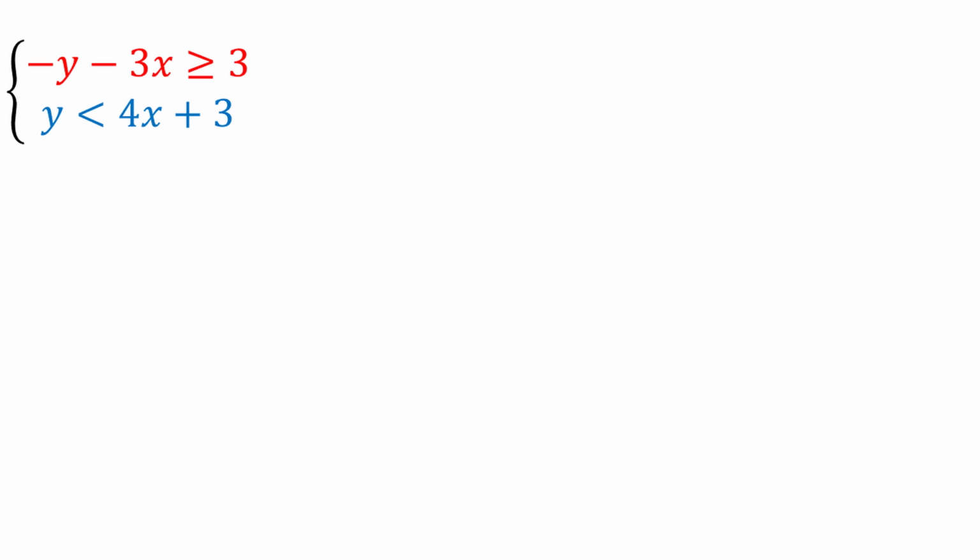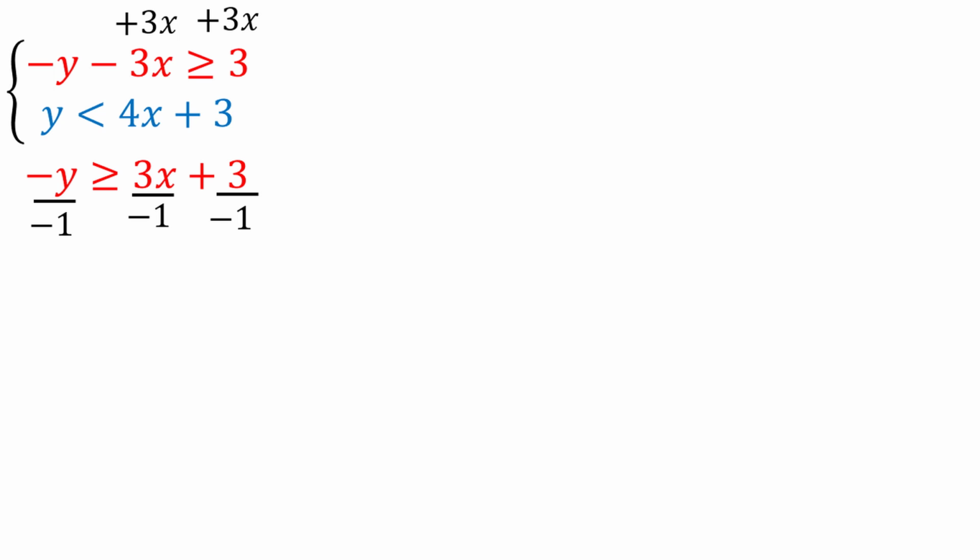Welcome, my friends. Consider this system of linear inequalities, which we would like to graph. The first step is to get both inequalities into slope-intercept form. The second one already is, so we just have to modify the first one. If we add 3x to both sides, we get negative y is greater than or equal to 3x plus 3.